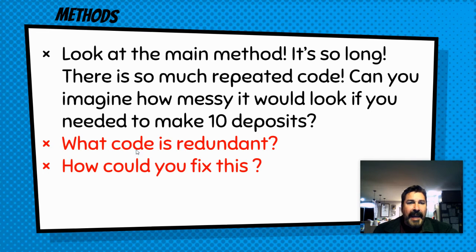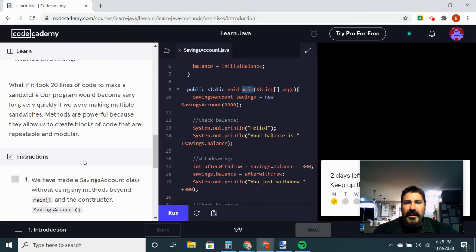Okay, so look at that. What code in there is redundant? And then how could you fix this? Let's jump back in here. What code over here is super redundant? Check the balance.